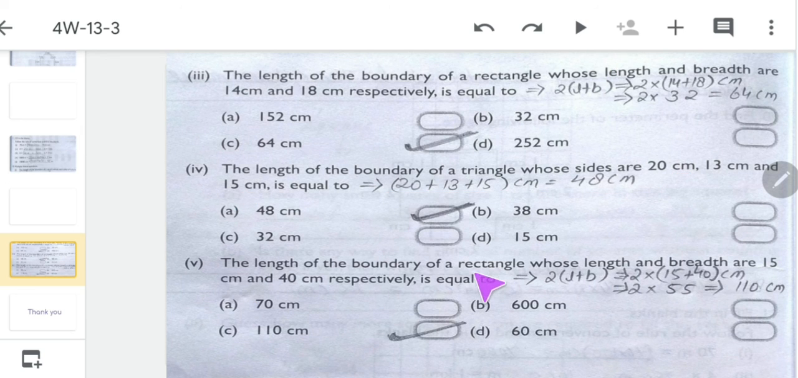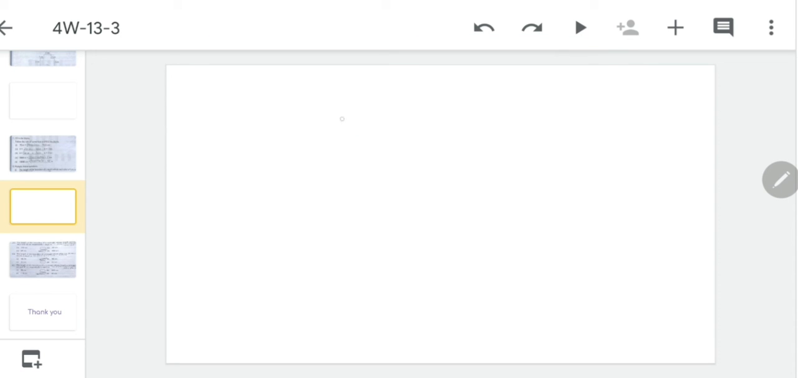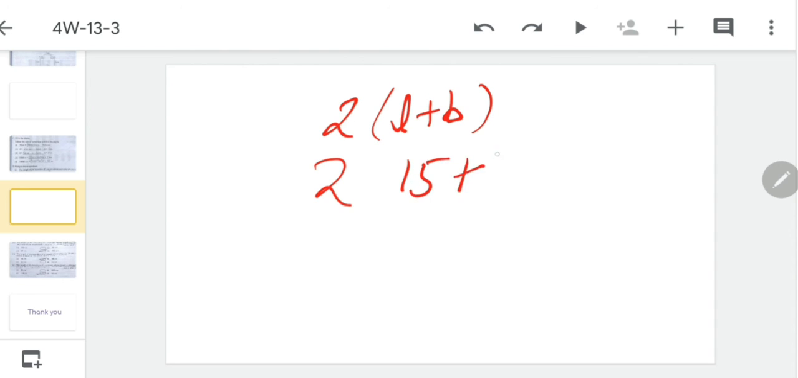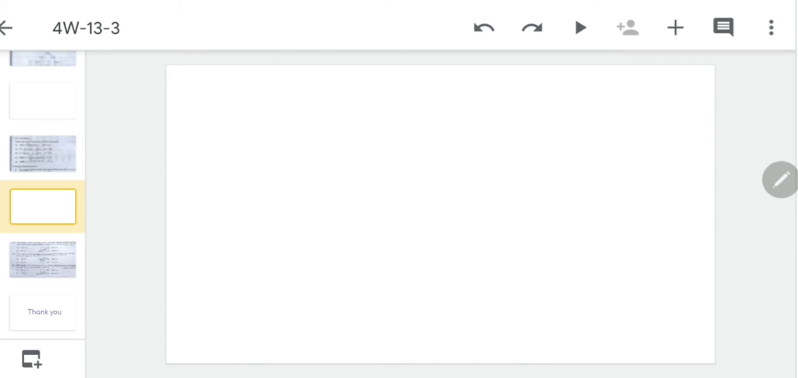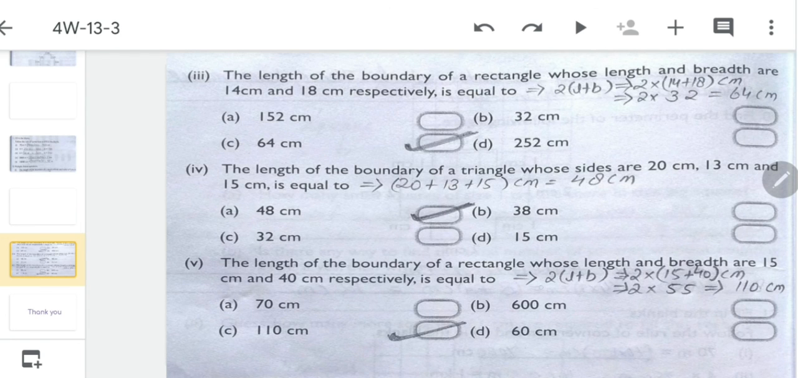Next is the length of the boundary of a rectangle whose length and breadth are 15 and 40. Let's have a look at it. So we all know that our formula is 2(l plus b). Length is 15 and breadth is 40, or take breadth as 15 and length as 40. So the sum is 55 and we have to multiply 55 with 2. So the answer is 110. Okay, you can see here. So the answer C is correct.